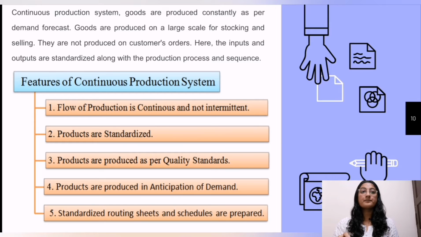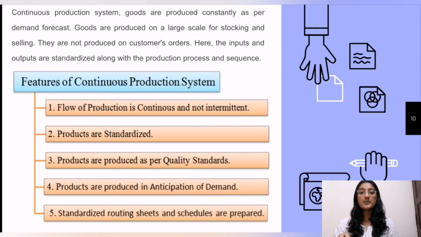So the feature of the continuous production system is that it is continuous and not intermittent, as we saw in the previous production flow system. The products will be standardized. The products are also produced based on the demand forecast, and the standardized routing sheets and schedules are prepared in advance.